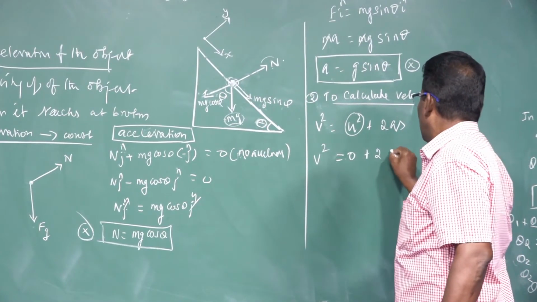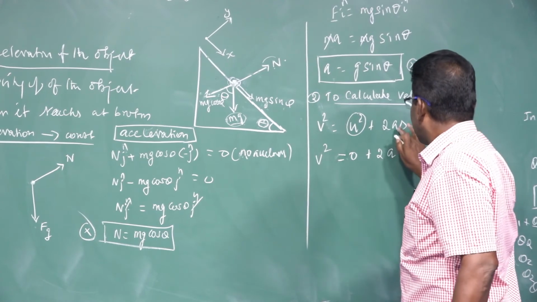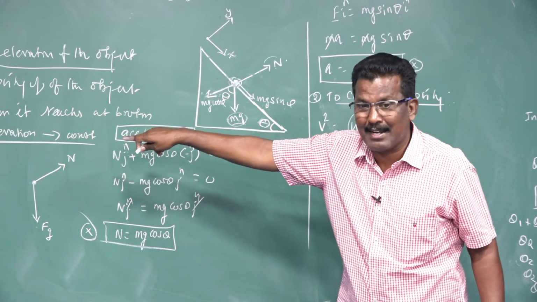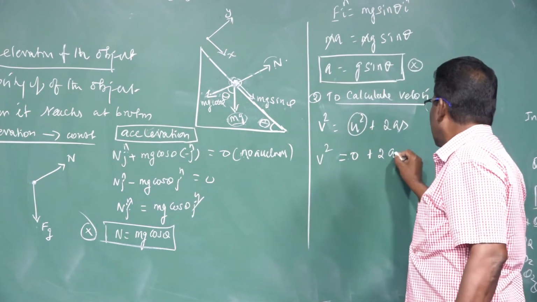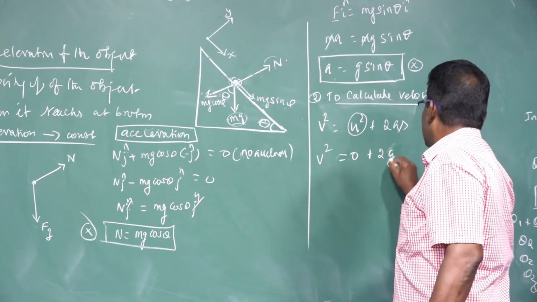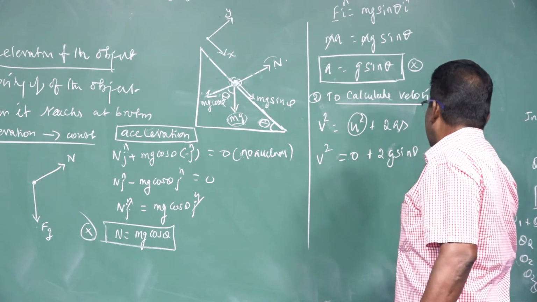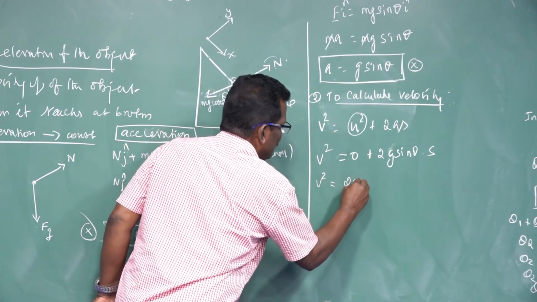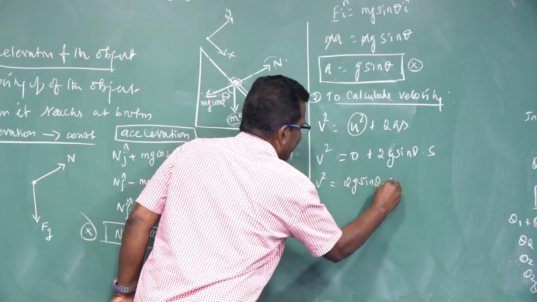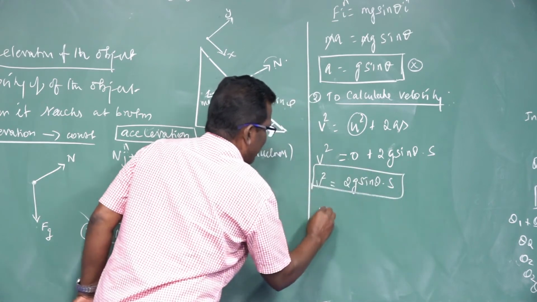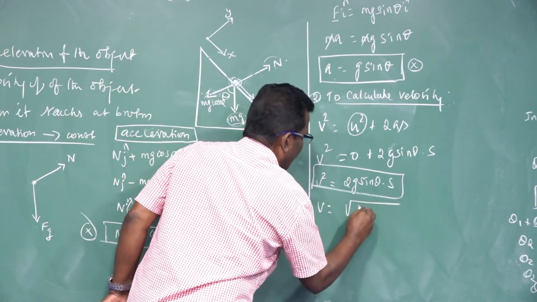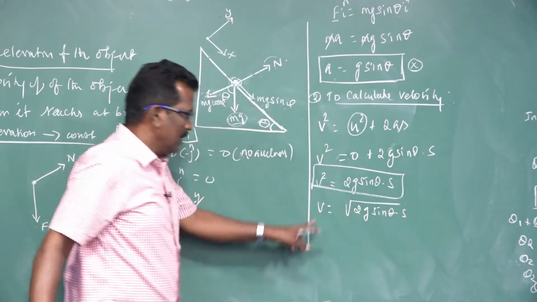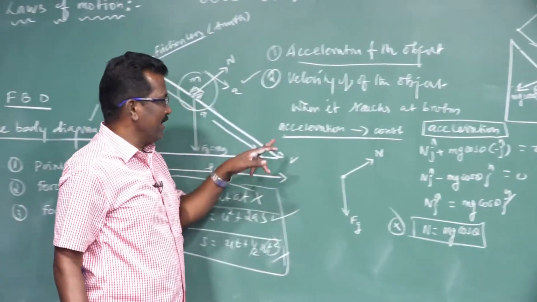2. A. What is a? A is acceleration. Throughout the distance, the acceleration remains constant. A is equal to g sin theta. So v square is equal to 2 g sin theta into s. So v is equal to root of 2 g sin theta into s. This is the formula to calculate the velocity of the body when it reaches the bottom.